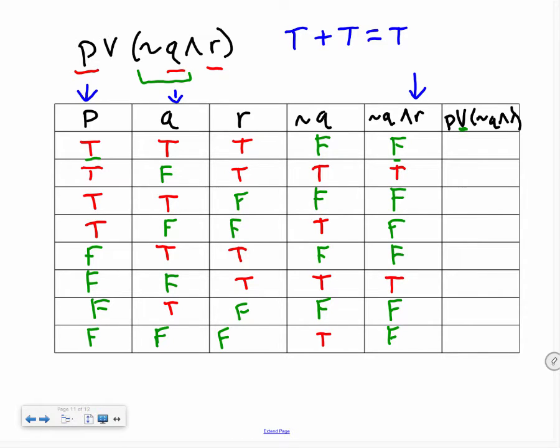Sorry, I'll try to stay with my color coding. Then I have a true and a true, so that's also true. Then I have a true and a false. Since it's OR, I only need one true. And I have a true and a false. True. I have a false and a false, so there's my first false. I have a false and a true. So that is also false.